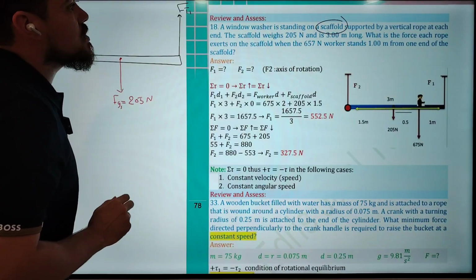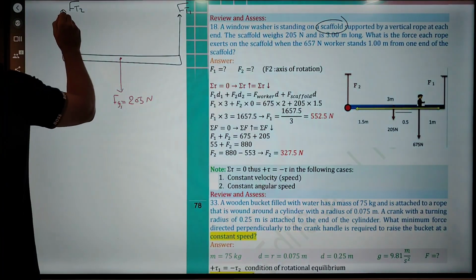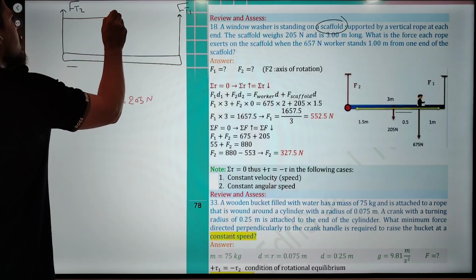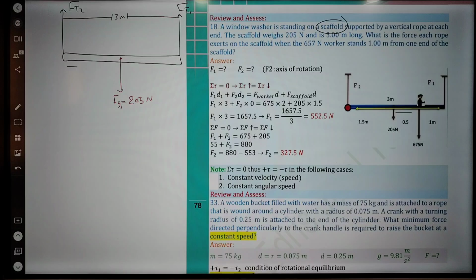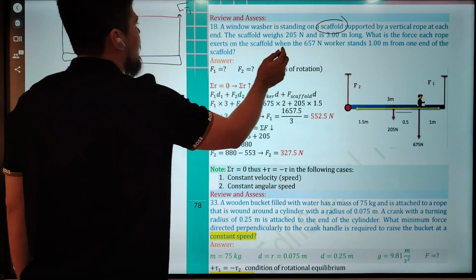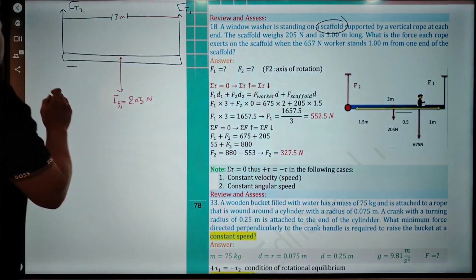So the scaffold is 3 meters long. Okay? The scaffold is 3 meters long. Okay? So this is the distance of the scaffold. What is the force each rope exerts on the scaffold? So what is unknown?